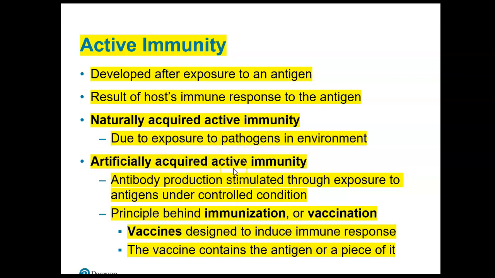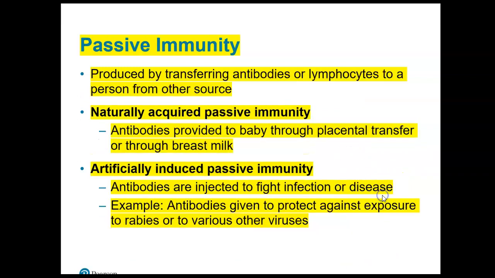Artificially acquired active immunity is from a vaccine. So a vaccine will stimulate your body to produce antibodies. The principle behind immunization or vaccination is responsible for artificially acquired active immunity. Vaccines are designed to induce an immune response and cause your body to make its own antibodies. The vaccine contains either the antigen or a piece of it called the antigenic determinant. It's the piece that your immune cells react to, that they respond to.